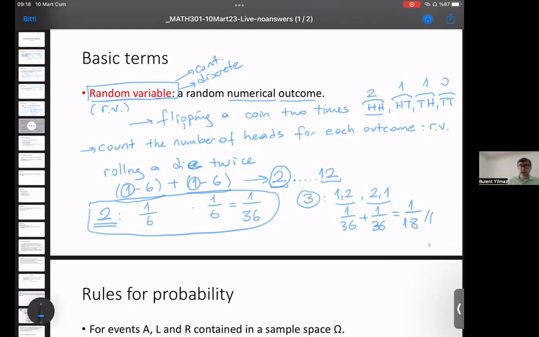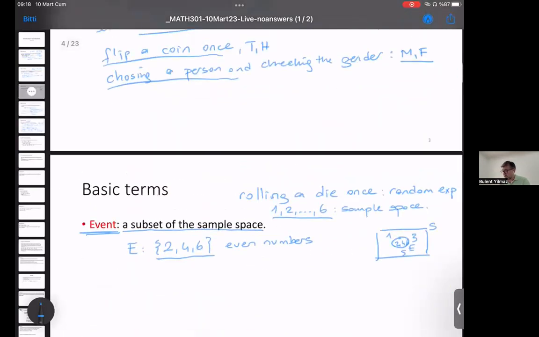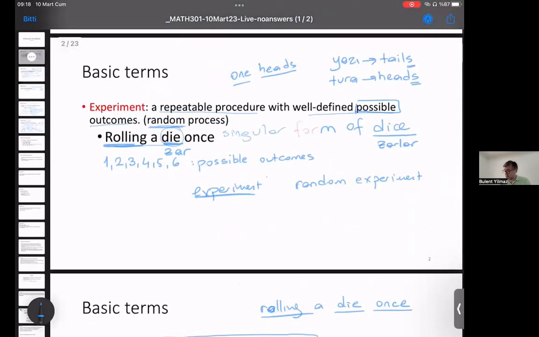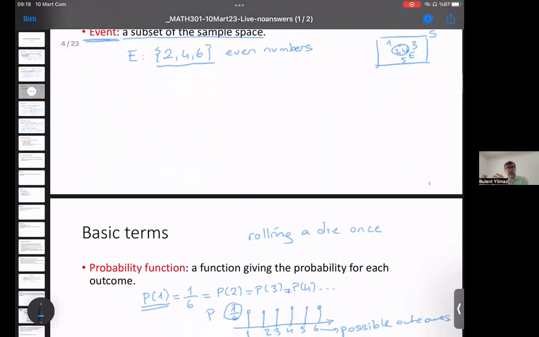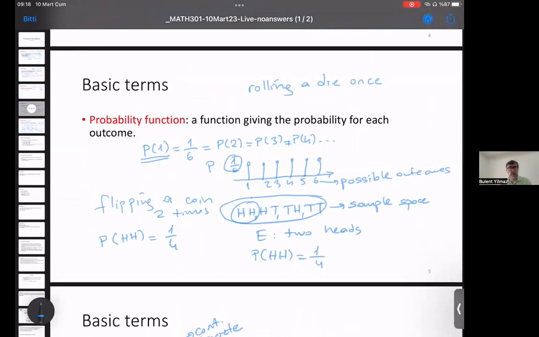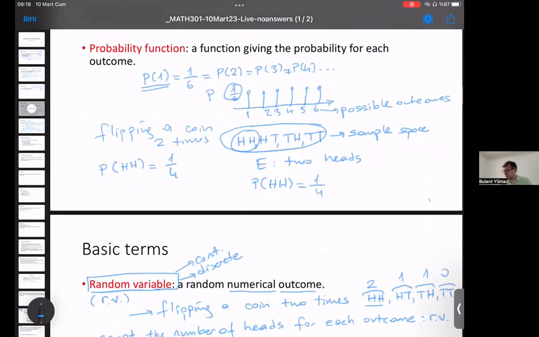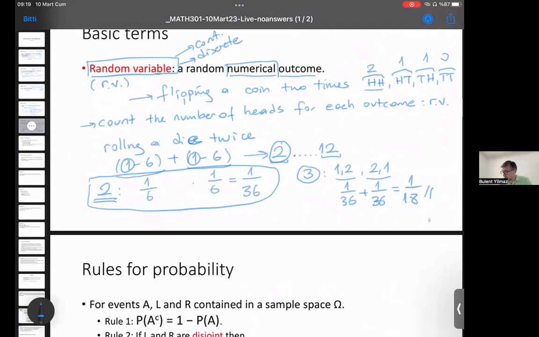So I hope these are the basic terms. We talked about experiments, sample space, event, a subset of the sample space, and probability, how we find out the probabilities of certain outcomes. And then random variable is not the possible outcome, but a number which is related to the possible outcome. It should be a numerical value. Random variable is a numerical value, a number.